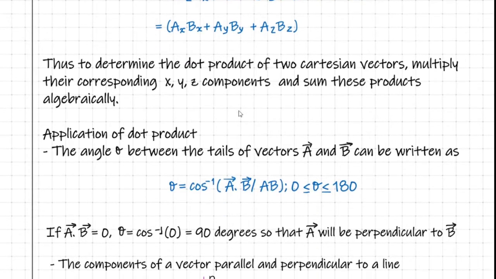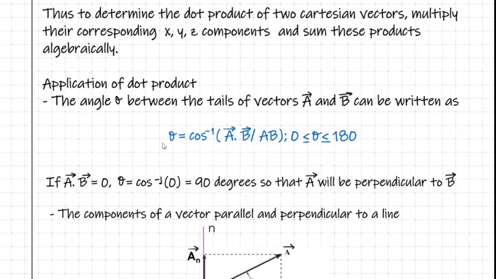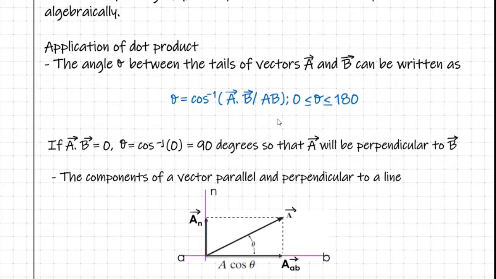Now, as I told you, this dot product is extensively used to find the angle theta between the tails of any two vectors, which can be written using our above expression. We know that a dot b is nothing but a into b into cos theta, according to which theta can be written as cos inverse of vector a dot vector b divided by ab. This indicates that if vector a dot vector b happens to be 0, then what will be theta? Theta will be cos inverse of 0, that is 90 degrees.